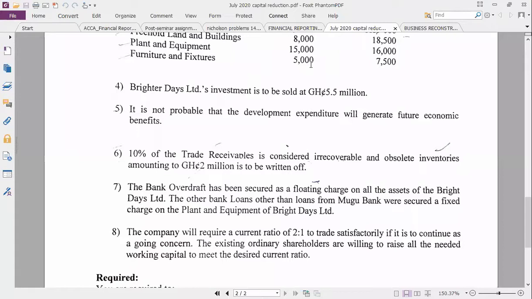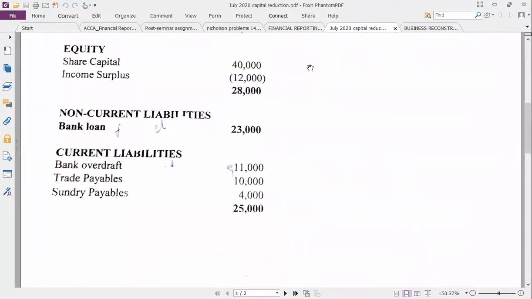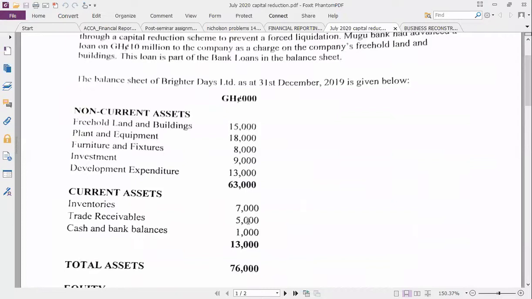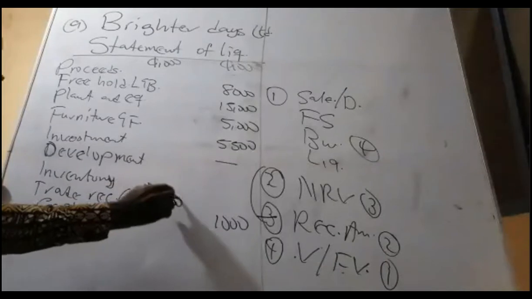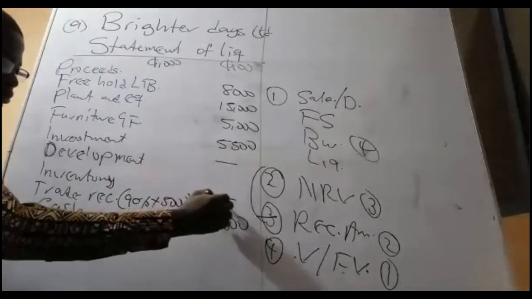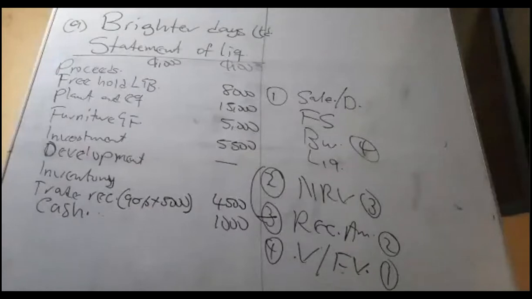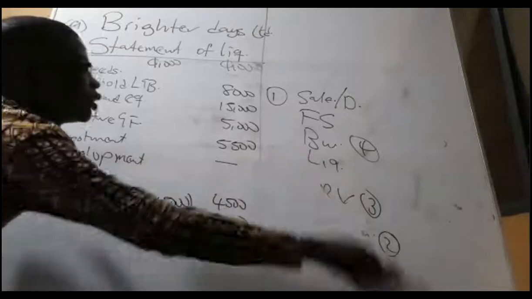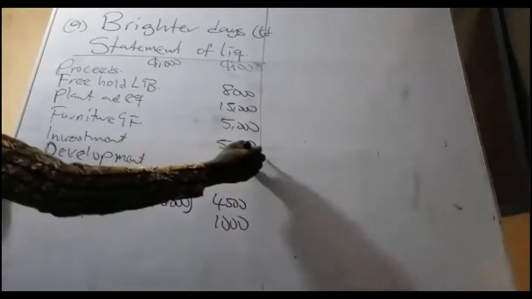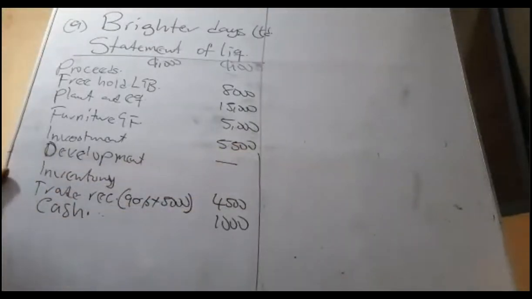So let's go up and pick the trade receivable. Trade receivable here is 5,000. So you take 90% of 5,000. That's 4,500. So open a bracket like this. Tell the examiner that 90% of 5,000. Show all working correctly. 4,500. Agreed. Okay. Let me clean this one from there before it will scatter the arrangement.